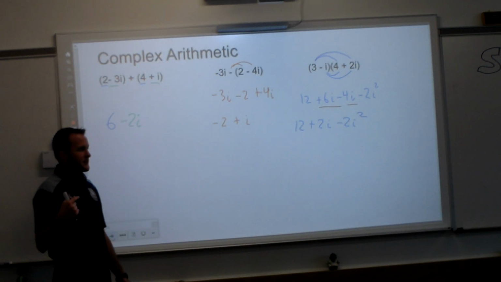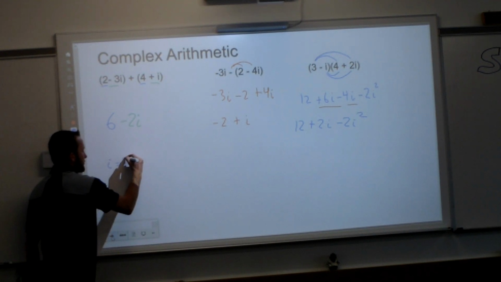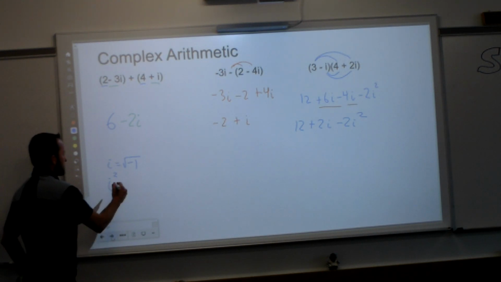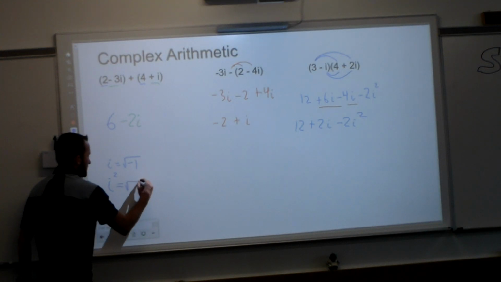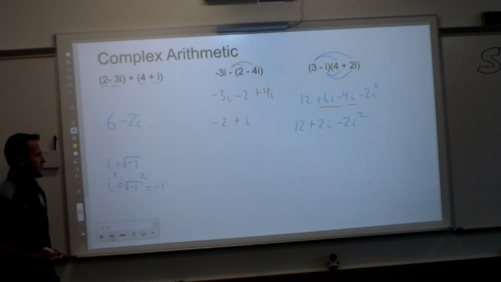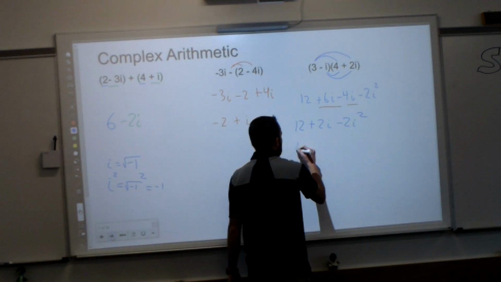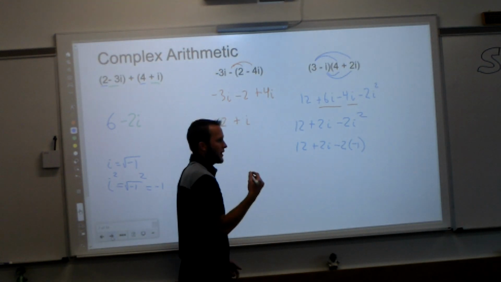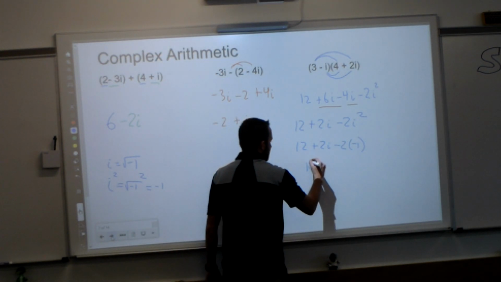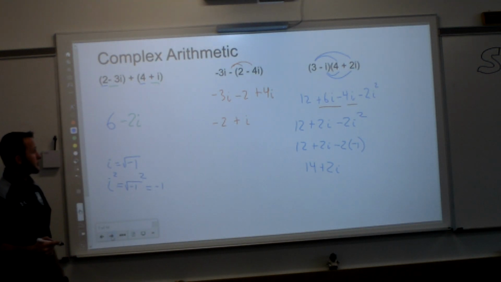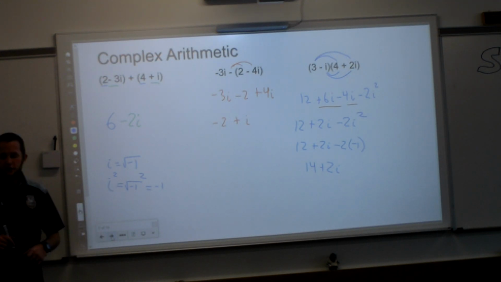Now, this is where it's a little bit different. We said earlier that i is the square root of -1. So then what is i squared? Well, if I square it, I get -1. So when I see an i squared, I'm going to replace it with negative 1. And negative 2 times negative 1 is positive 2, so I'm going to add that 2 with the 12 to get 14 plus 2i. So that's how you do complex arithmetic. It's not too complex, except if you get i squared, it's negative 1. All right.